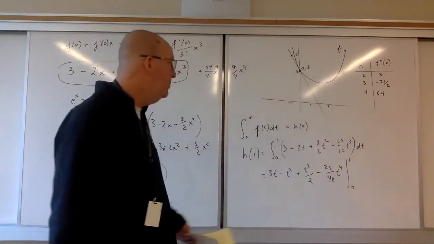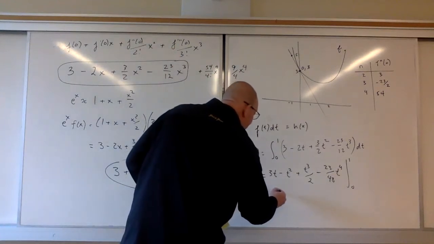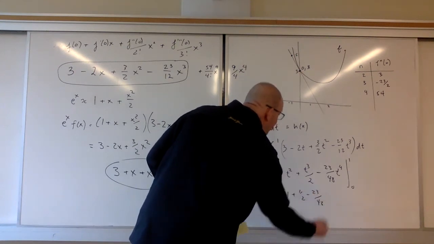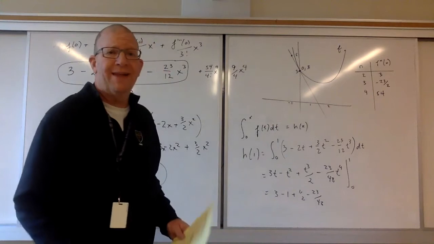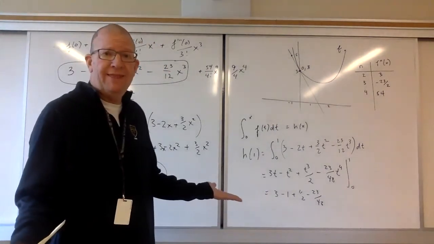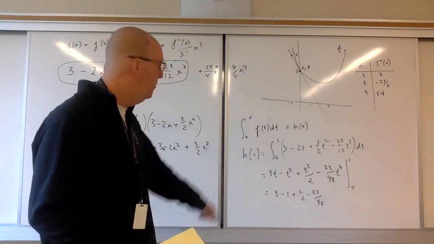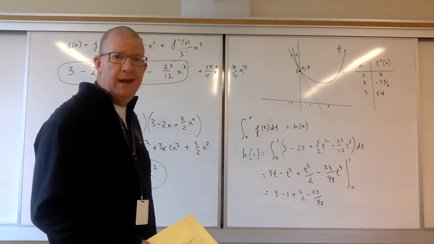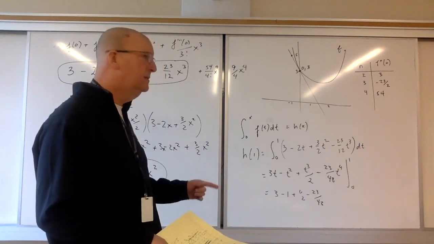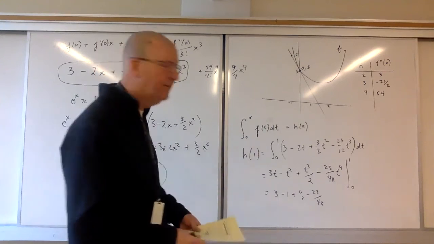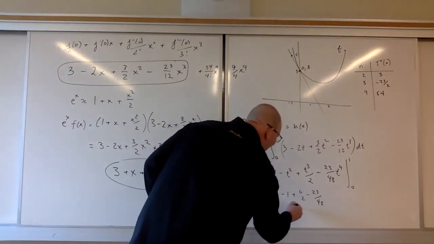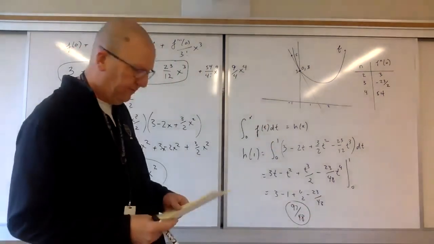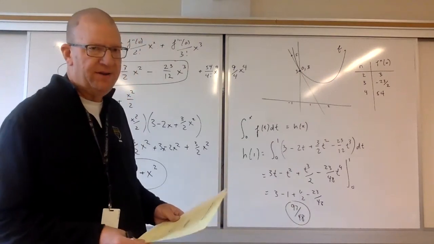Well, the 0 part goes away. We're just going to plug in 1. And my answer here is going to be 3 minus 1 plus 1/2 minus 23 over 48. Now, as you know, that's full credit on the AP exam. But hey, this is not the AP exam, so let's get a common denominator and let's go home. 48 times 3, 144. 144 minus 48, 96. 96 and 24 is 120. Minus 23 is 97. 97 over 48. Don't try that at home alone, kids. 97 over 48.